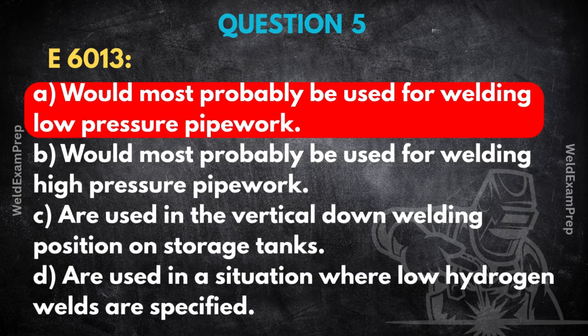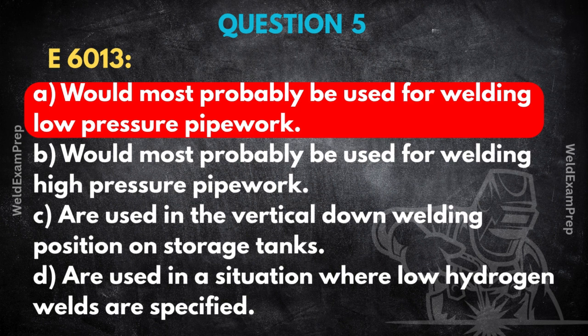What about C, vertical down on storage tanks? Well, E6013s can be used for vertical down welding. They actually run quite nicely downhill because the slag freezes quickly and supports the puddle. But is it their most probable general use case, especially specifying storage tanks? Probably not. The question asks what they'd most probably be used for, and that points more towards general, less critical fabrication like low-pressure pipe. Option A is a better description of its typical domain. Right, it can do it, but it's not its defining role.